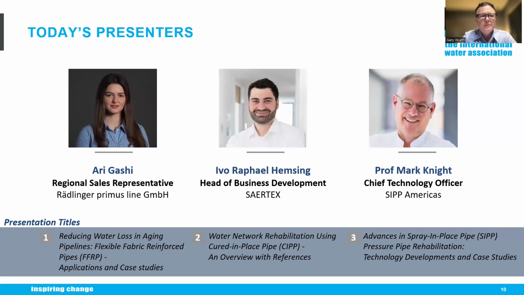So we have three excellent presenters today. We have Ari Gashi, who's the regional sales representative of Radlinger Primus Line, and she's going to be presenting on reducing water losses in aging pipelines using flexible fabric reinforced pipes, or FFRP, and she's going to show some applications and case studies. We then have Ivo Raphael Hemsing, who's the head of business development for Certex, and he's going to be presenting on water network rehabilitation using cured in place pipe, or CIPP, and an overview with references.